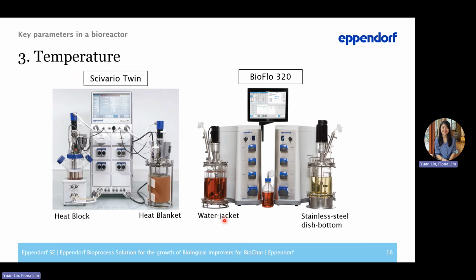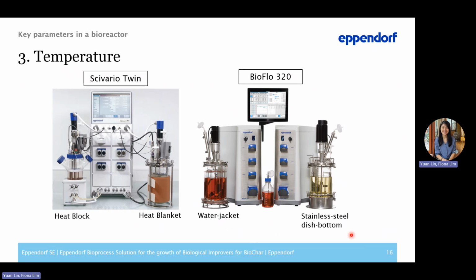Then there is a double wall water jacketed version whereby if you take a look at this image clearly, there is actually an inner glass wall and an outer glass wall. And between the inner and outer glass wall, there is water circulating. This water temperature can be controlled and it controls the heating and cooling within the bioreactor. So that is the water jacketed version.